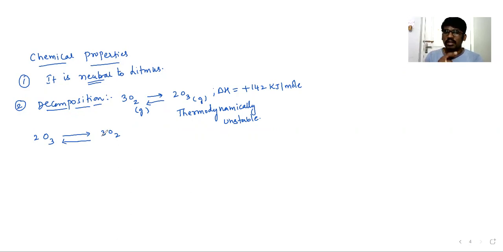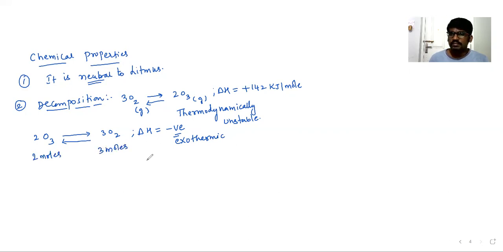The backward reaction can be favorable because if you observe this process, first of all, delta H is negative. So the reaction is exothermic. Here 2 moles of ozone is there on the left side. On this side you can see 3 moles of oxygen. So it is 3 moles of gases and 2 moles of gases.